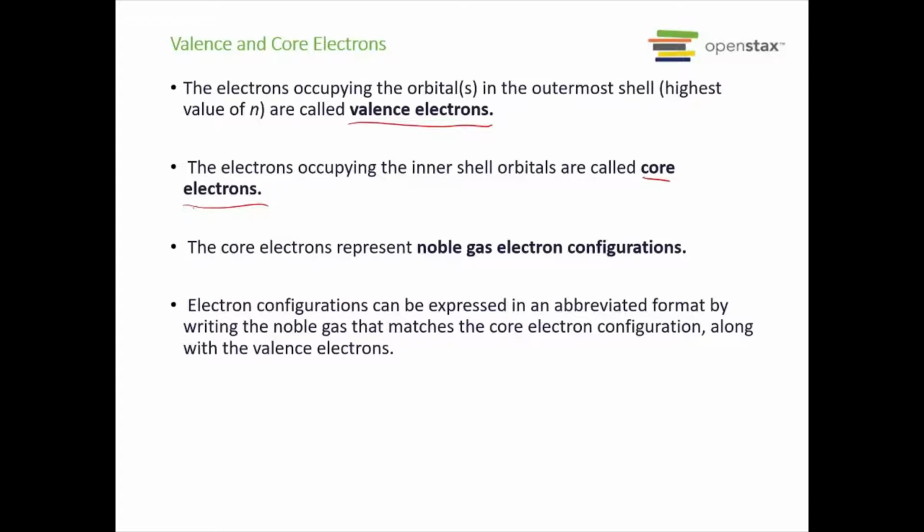So, as I say, chemists are lazy. So here's our lazy chemist time. What we do is we use the noble gas that matches the core electron configuration and abbreviate that for those core electrons, and then we add the extra valence electrons.